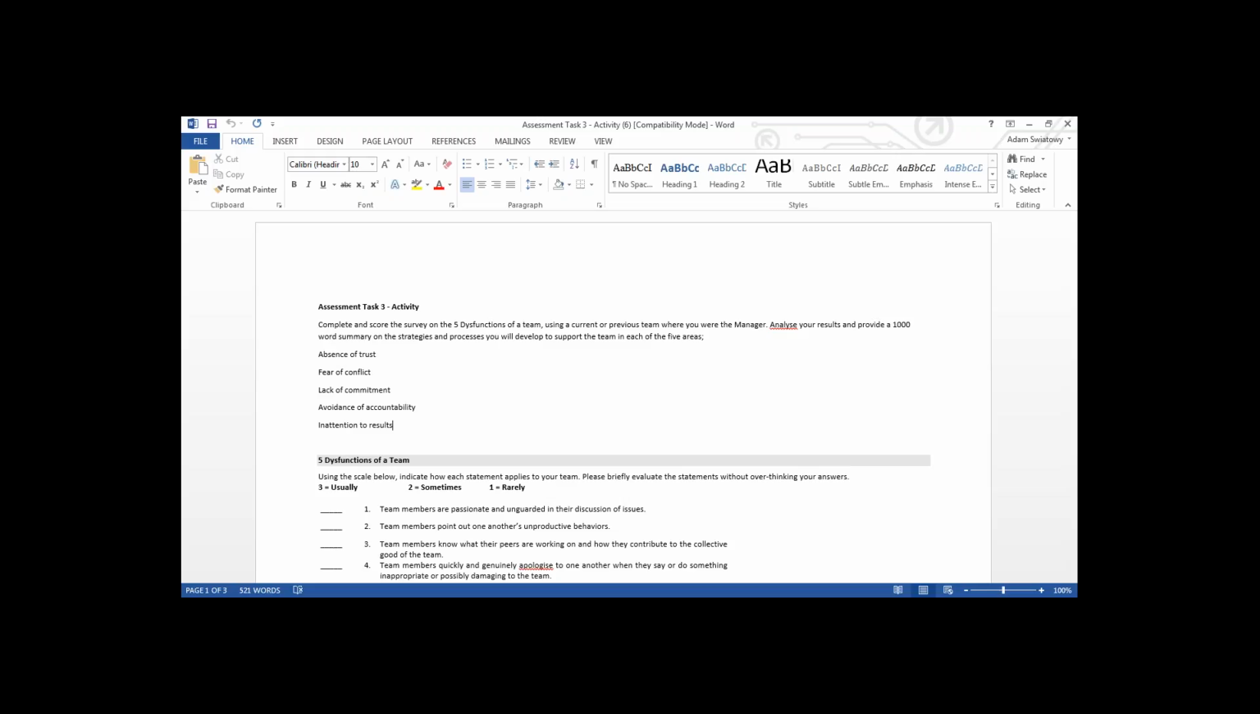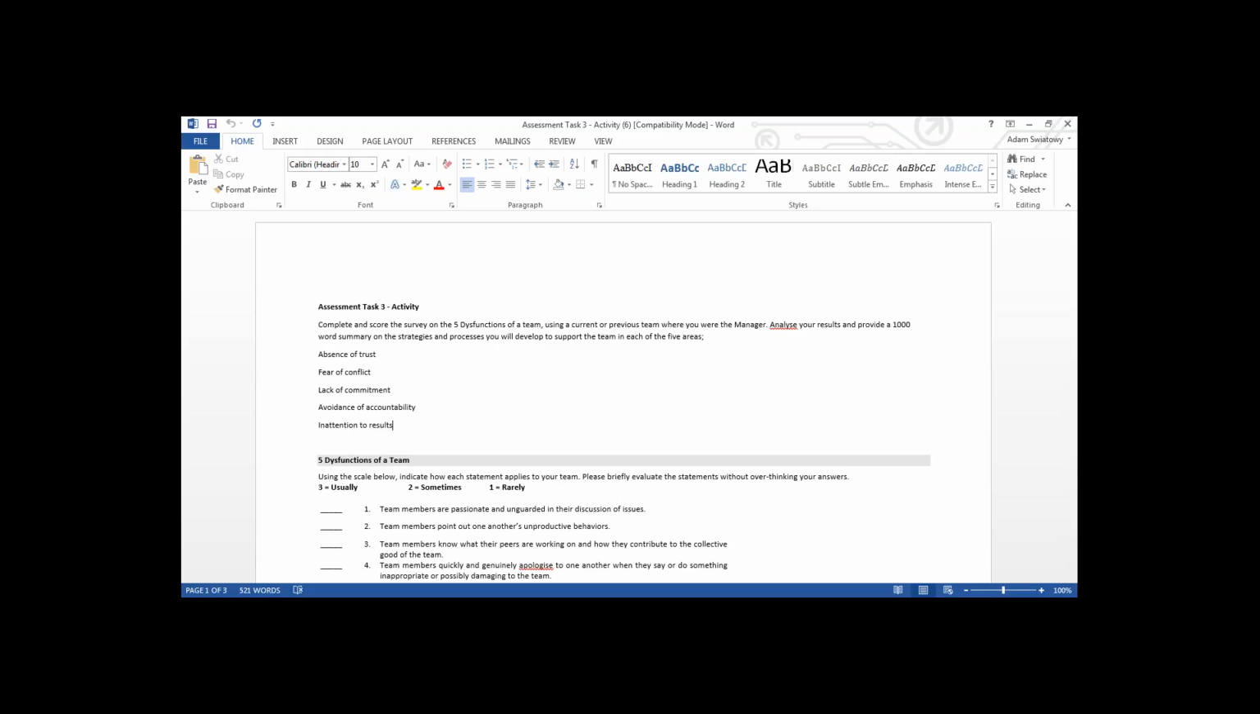Dysfunction number 3, lack of commitment. Without conflict, it's actually difficult for team members to commit to decisions, creating an environment where ambiguity prevails. So is that an issue that you've got on your team? Dysfunction number 4, avoidance of accountability. When teams do not commit to a clear plan of action, even the most focused and driven individuals hesitate to call their peers on actions and behaviours that may seem counterproductive to the overall good of the team. So we call that avoidance of accountability.